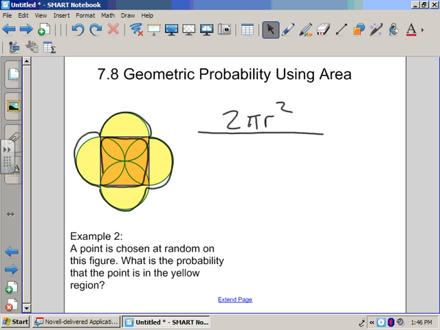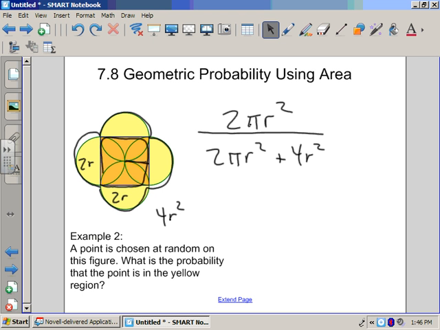If this is a radius going from here to here, my square must have a side length of 2r. So the square has a side length 2r here, 2r here. 2r times 2r is 4r squared. The area of my square is 4r squared. What's the area of the total figure? Well, it's those two circles plus the area of the square. So my total area is 2 pi r squared plus 4r squared. Make sure that makes sense for you.